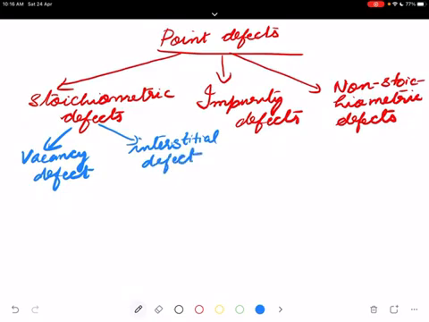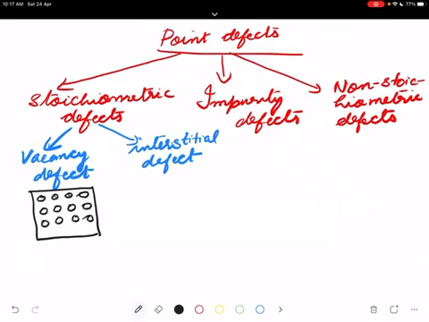Vacancy defect means when some of the lattice sites are vacant, means atoms are gone. When some of the lattice sites are vacant, the crystal is said to have vacancy defect. This results in a decrease in density of the substance. So I am showing vacancy defect. Atoms are present in this crystal.